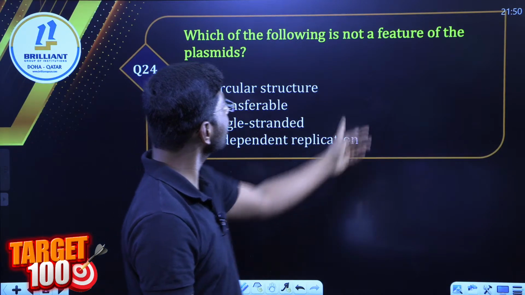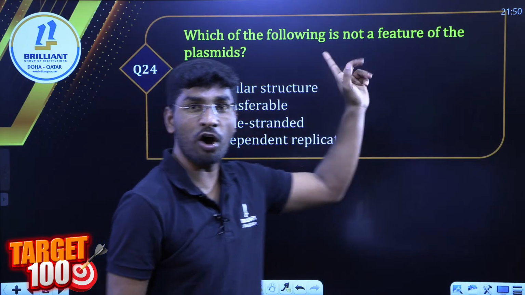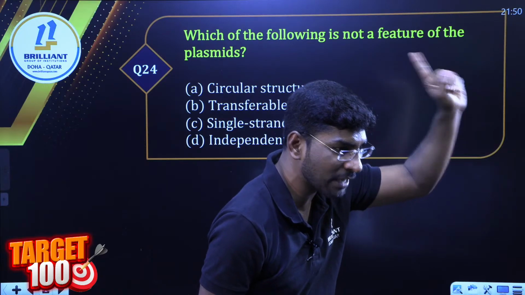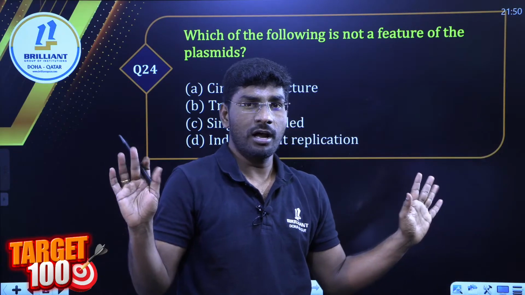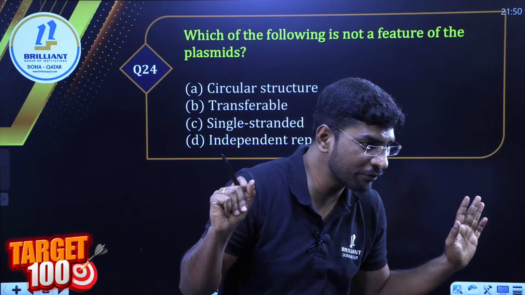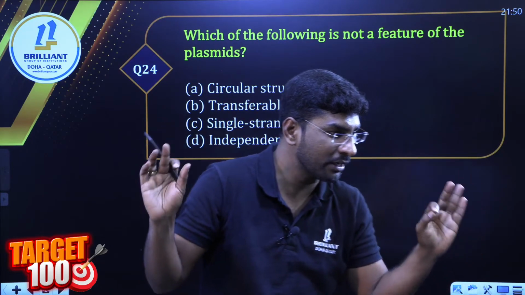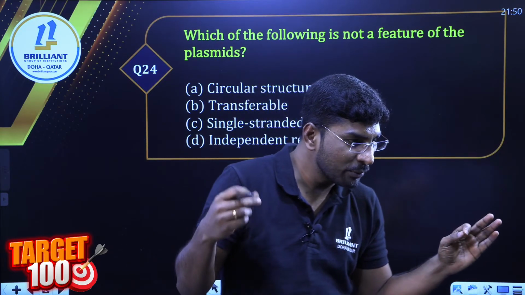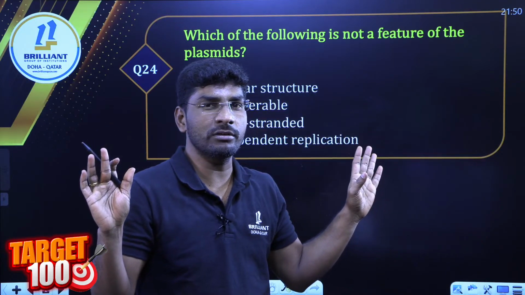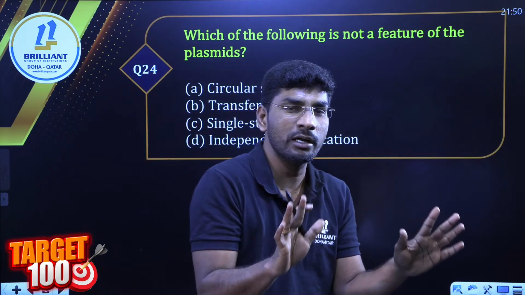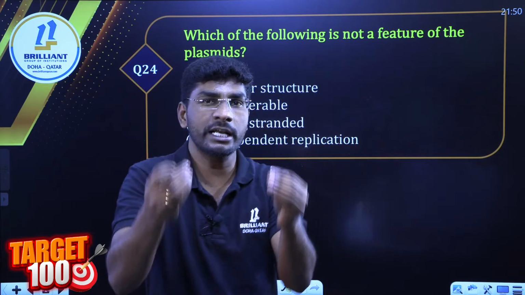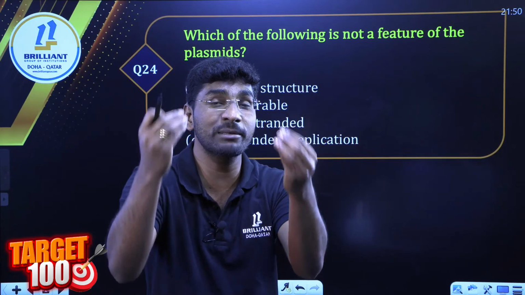Next question. Which of the following is not a feature of the plasmid? You have to pick the one that is not a characteristic feature. All the characteristic features you have to select: it is circular or not, ORI is there or not, selectable marker is there or not.